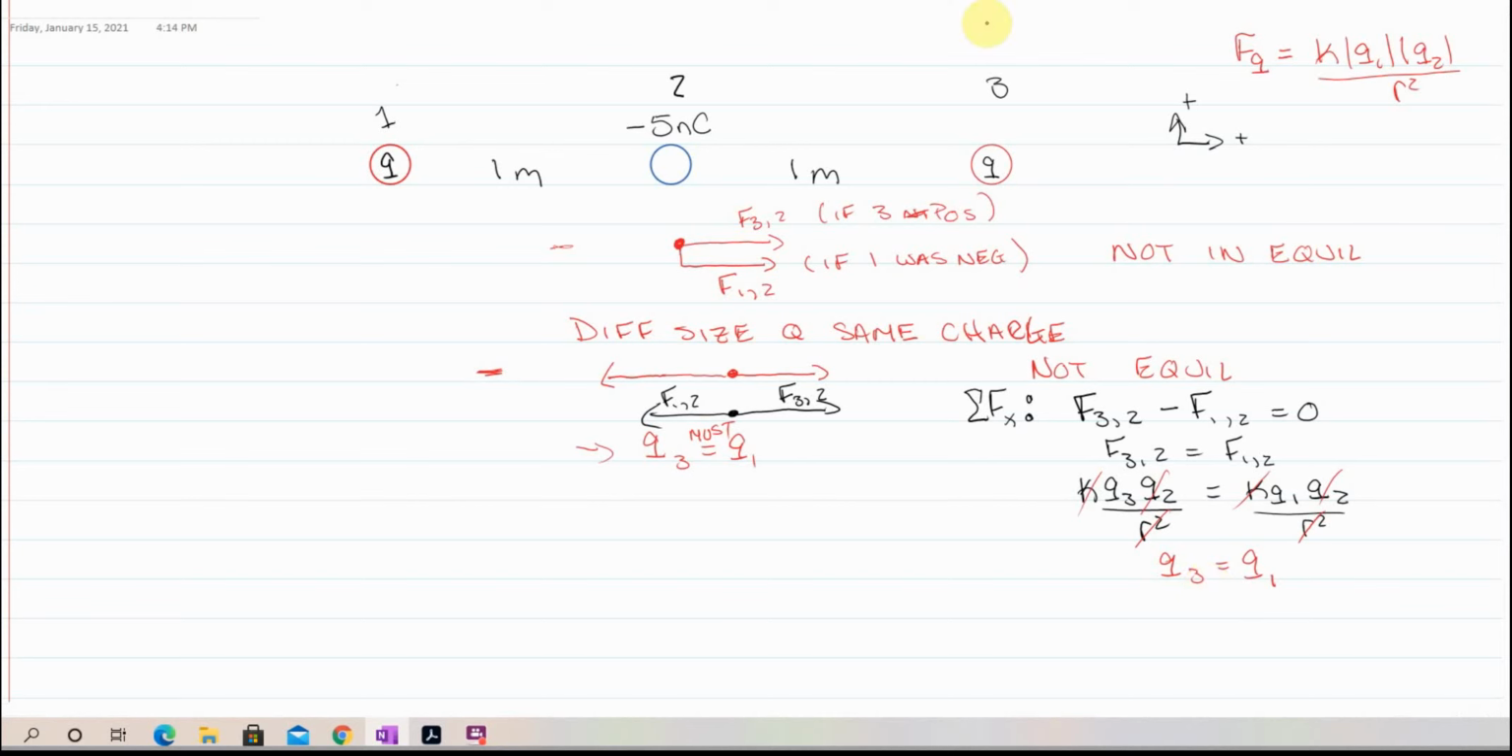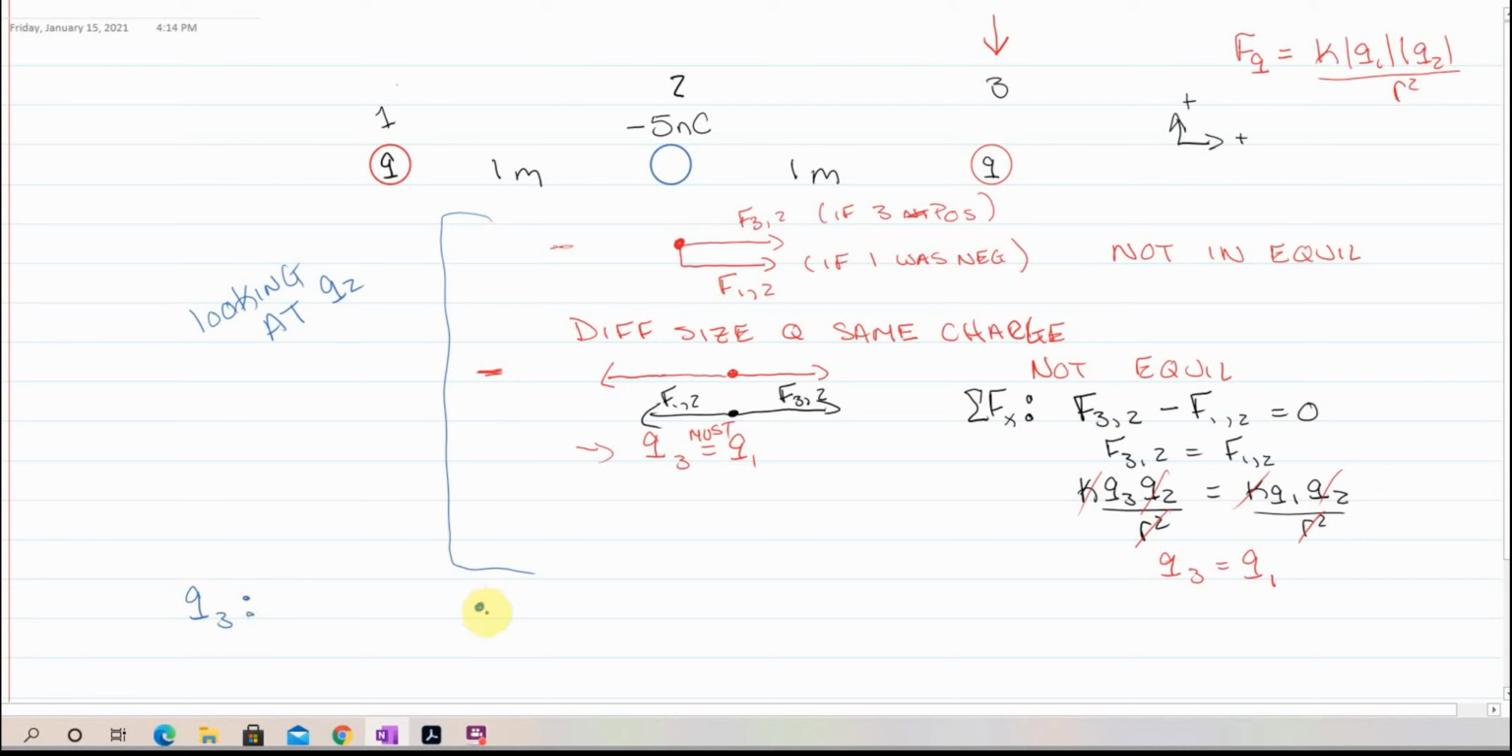What the question was looking for is what must Q1 and Q3 be for Q3 to be in equilibrium? That one actually makes more sense because it's just not an answer of anything, right? So what do we have going on here? So this would be looking at, let's be clear here, looking at Q2. Looking at Q2. So now let's look at Q3. What's going to happen there?